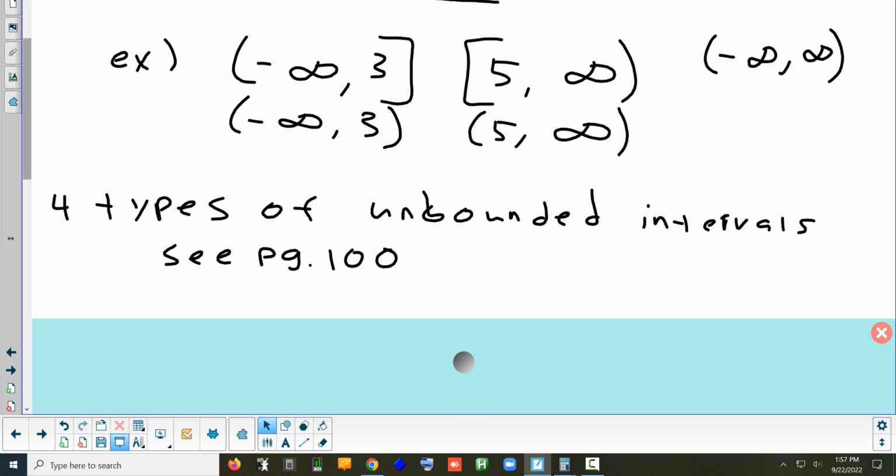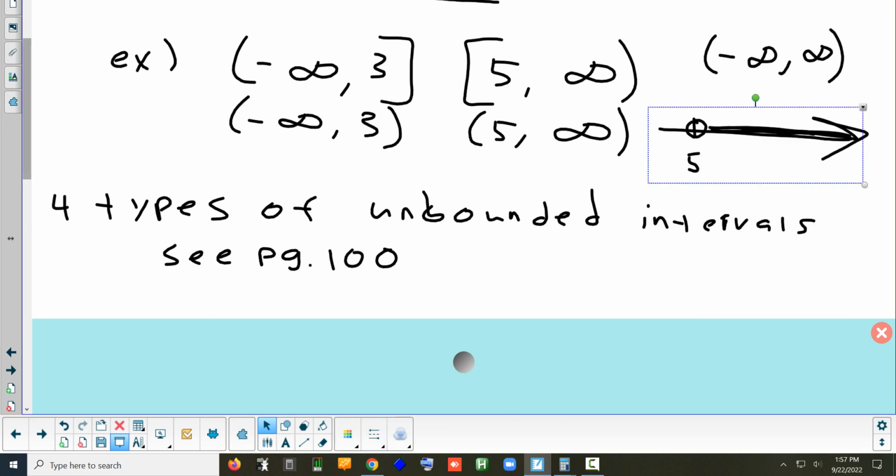And I won't draw a picture for all of them, but if you want to see this one, the interval from 5 to infinity, that would look like this. Open circle on 5, and then go as high as you want. The one above it would be almost the same thing, except you would fill the circle in instead of leaving it open. 5 to infinity.